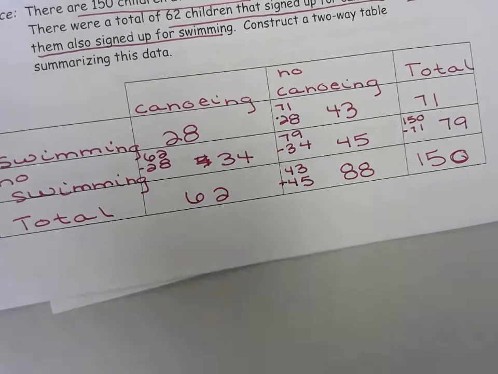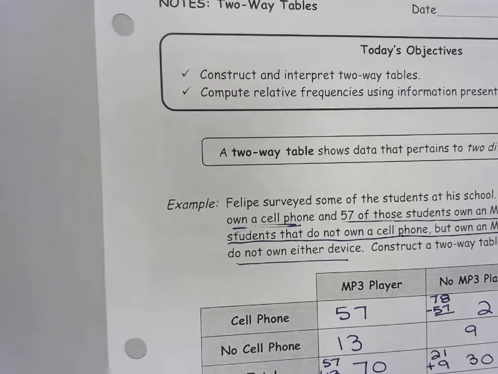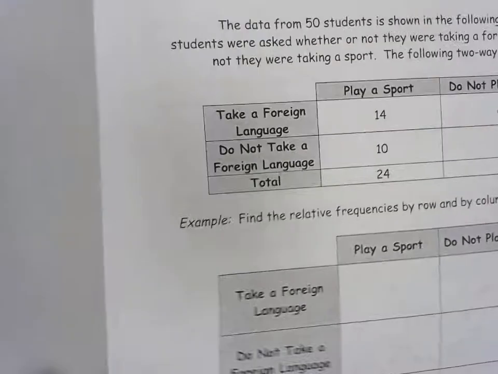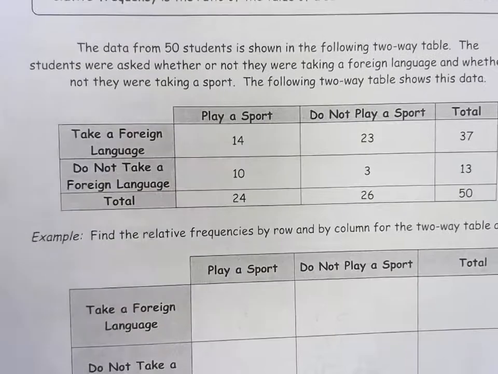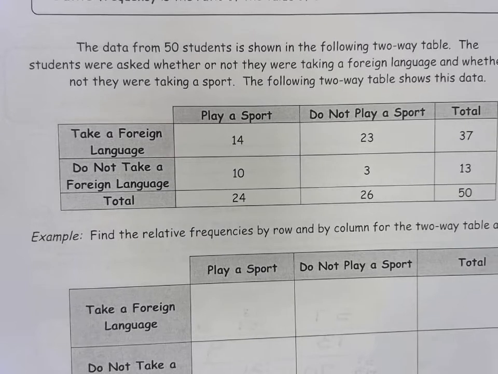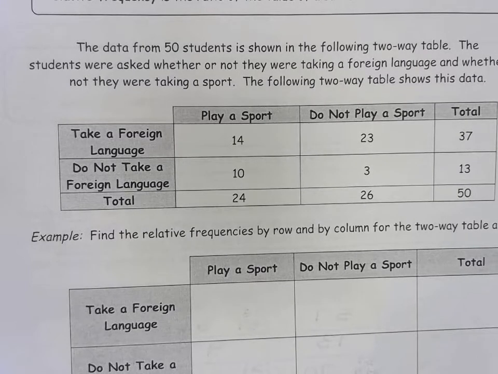Okay, let's go ahead and look at the next page. We are going to be creating a relative frequency table. You're going to do the same sort of thing, but you're going to have to take it one step further. The data from 50 students is shown in the following two-way table. The students were asked whether or not they were taking a foreign language and whether or not they were taking a sport. The following two-way table shows the data.